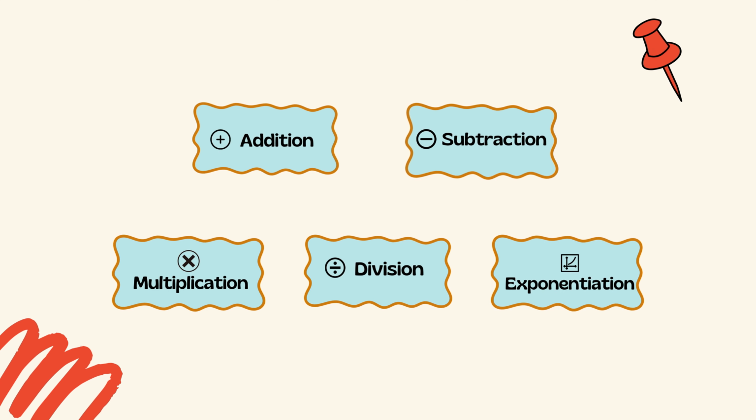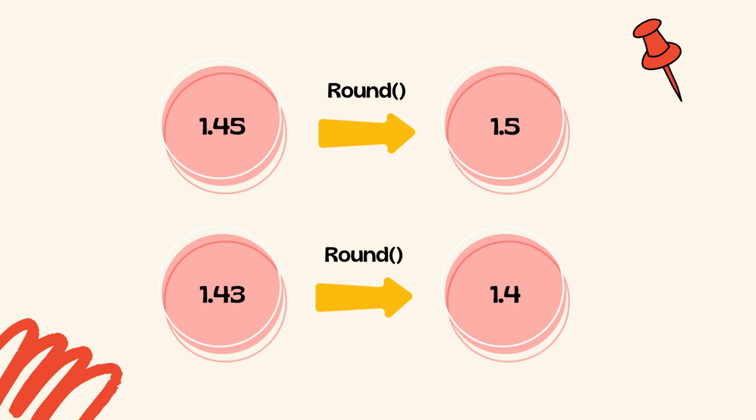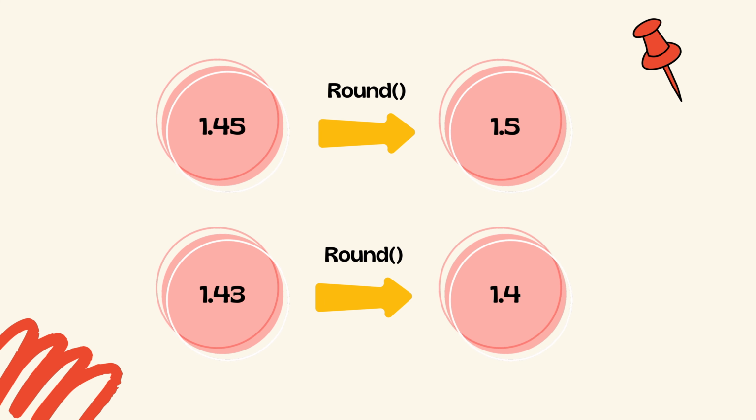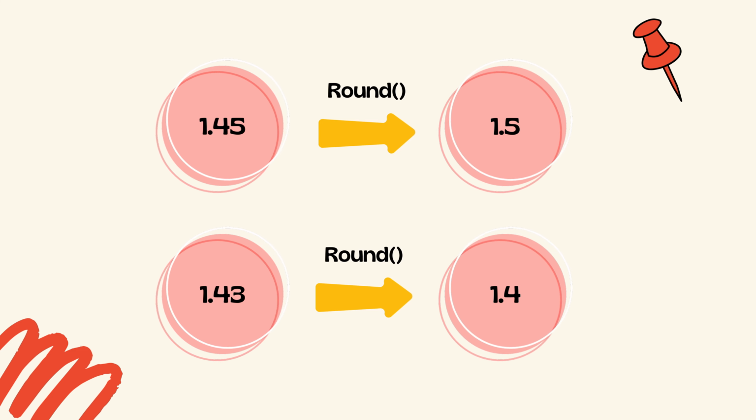Now, let's explore common functions and operators. When working with numbers, currency, and percentages, you'll frequently use mathematical operators like addition, subtraction, multiplication, division, and exponentiation. Additionally, comparison operators help you compare values. The round function is a handy tool to round numerical values, ensuring precision in your calculations.